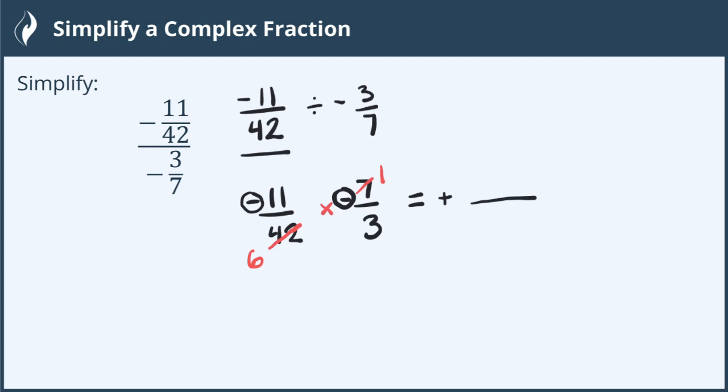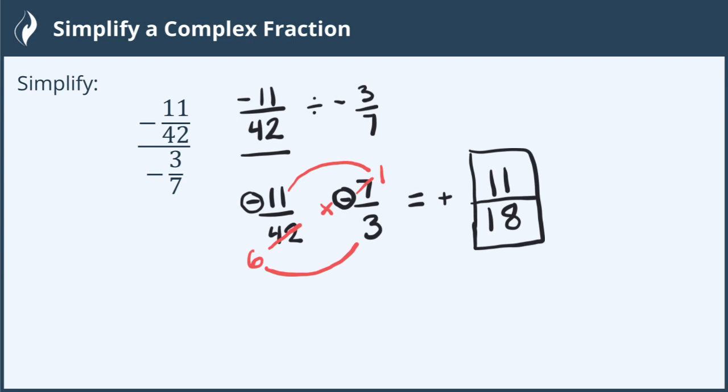Now I take everything that's remaining on the top, the numerators, and I multiply them together. The 11 is remaining, and now I don't have the 7, I have a 1, so I have 11 times 1, which is 11. And on the denominators, I have 6, because I no longer have the 42, times 3, which is 18. So I now have the answer of positive 11/18. And if I've simplified everything before I get to this point, this fraction is in its simplest form, and I'm done. I don't need to simplify anymore.